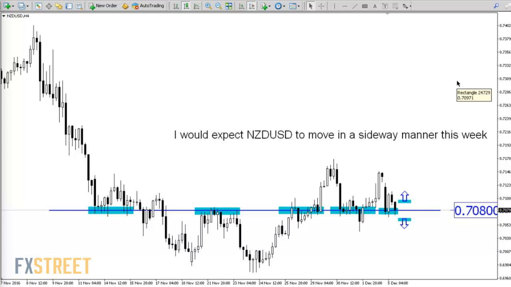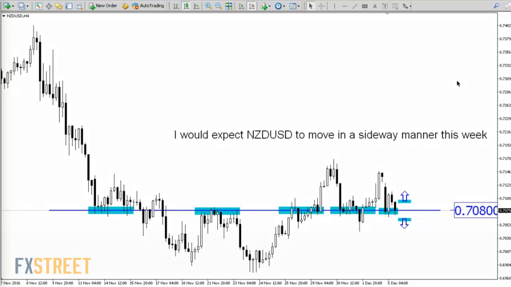So this is my so-called view on Kiwi dollar. For this week, I do expect Kiwi dollar to continue in a sideways motion. And as I mentioned earlier, market has already priced in 100% rate hike next week.